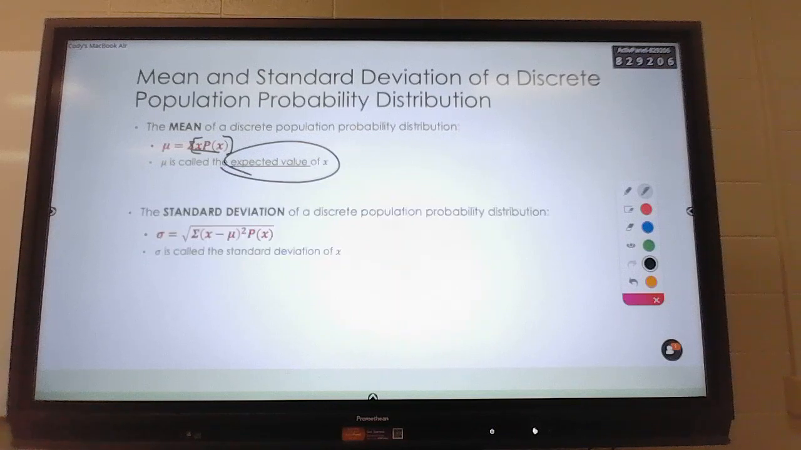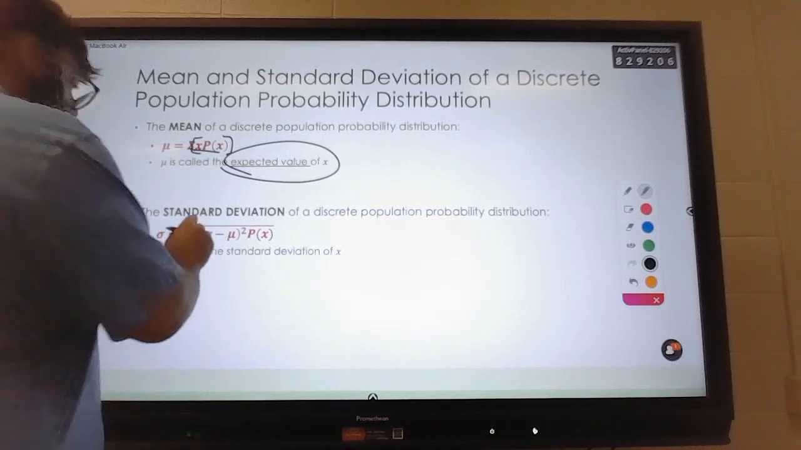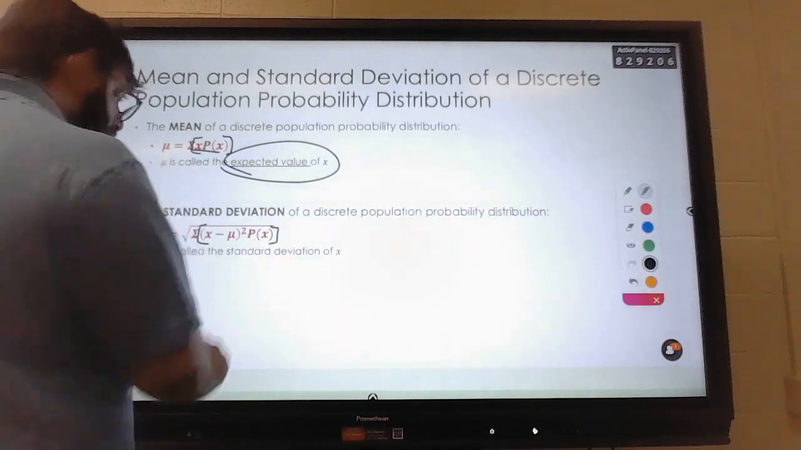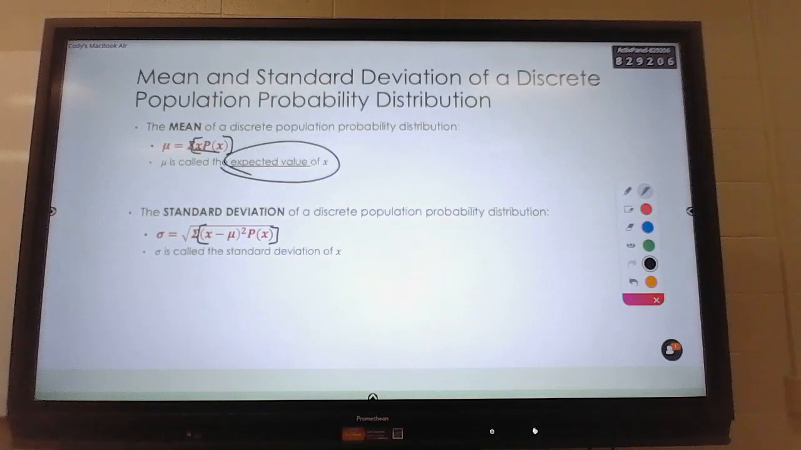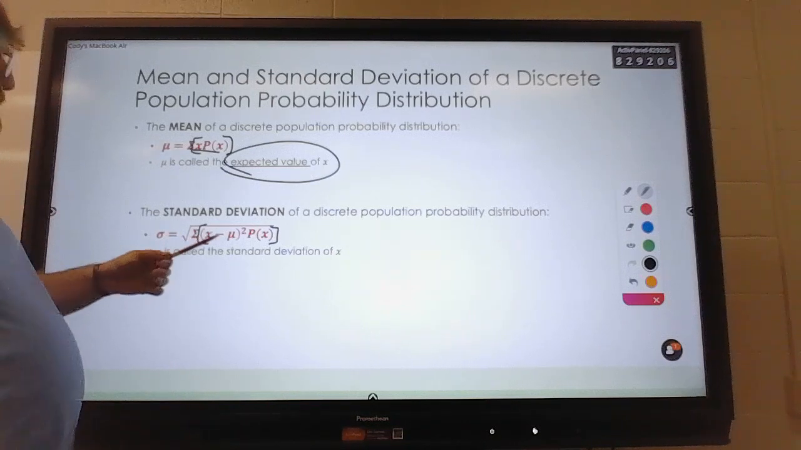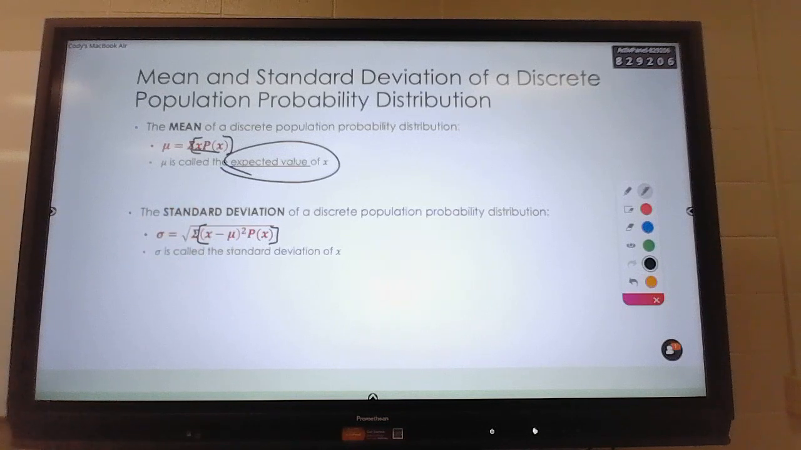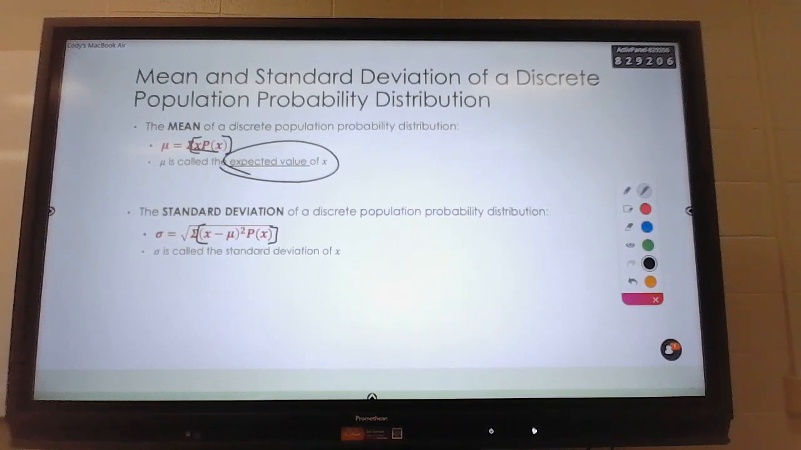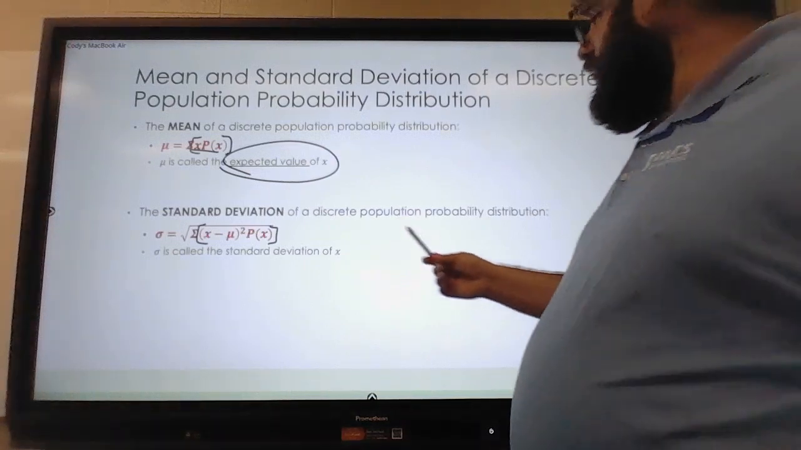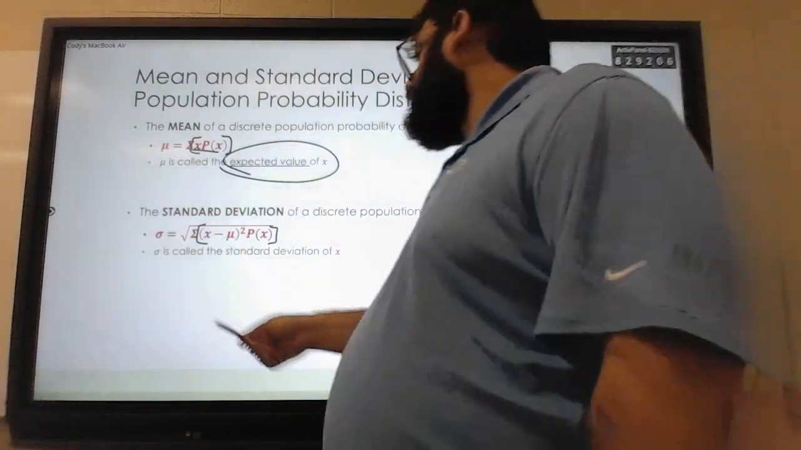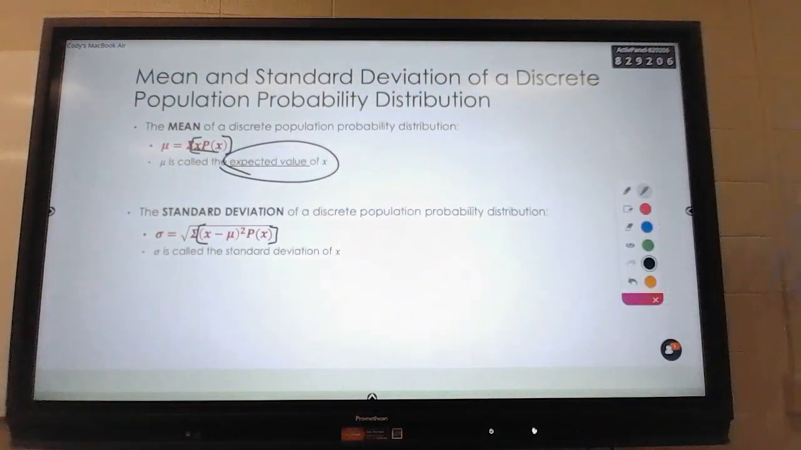Then when we talk about standard deviation, again, I'm going to preface this by putting a bracket around these two. Here's the formula for standard deviation of a discrete population probability distribution. It's the square root of the sum of all squared differences from the mean times the probability. And again, there'll be a step-by-step process to translate these formulas. Even though it's called standard deviation of a discrete population probability distribution, we can also call it the standard deviation of the variable x.